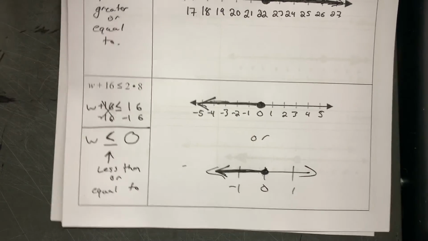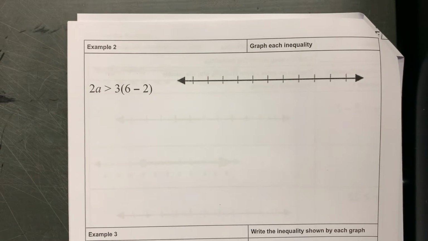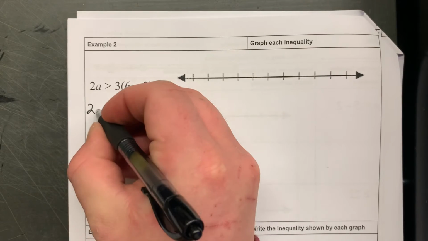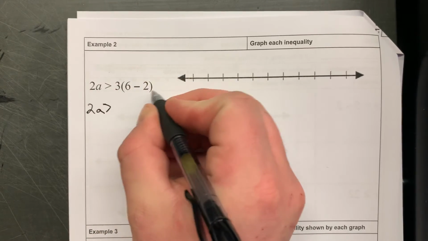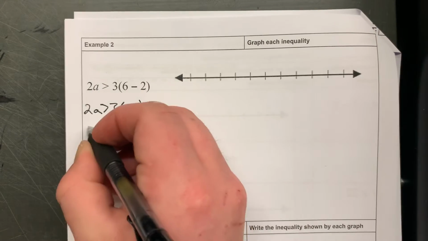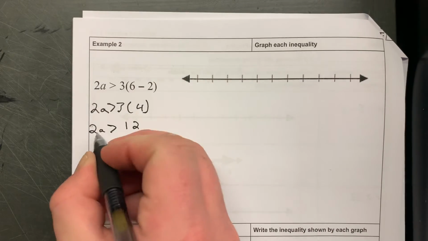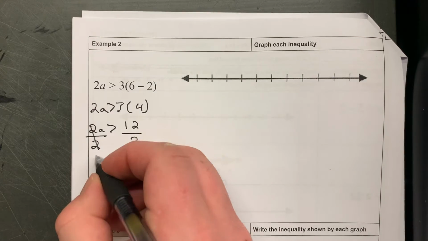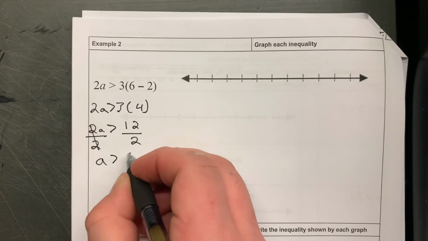If you flip your packet, we're going to go to example 2 on the back side of that page. Example 2 looks like this. Now I have some things going on in this equation, and I have lots I need to do. We're going to follow PEMDAS to get this side finished off first. 6 minus 2 gives me 4. 3 times 4 gives me 12. 2a is greater than 12. I divide by my 2 to get a all by itself, to undo the multiplication. A is greater than 6.